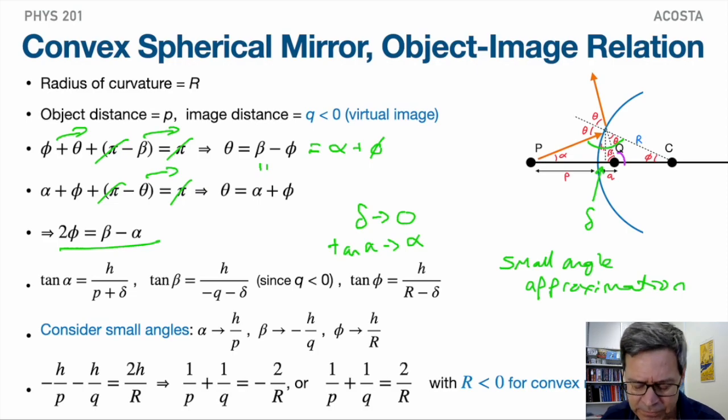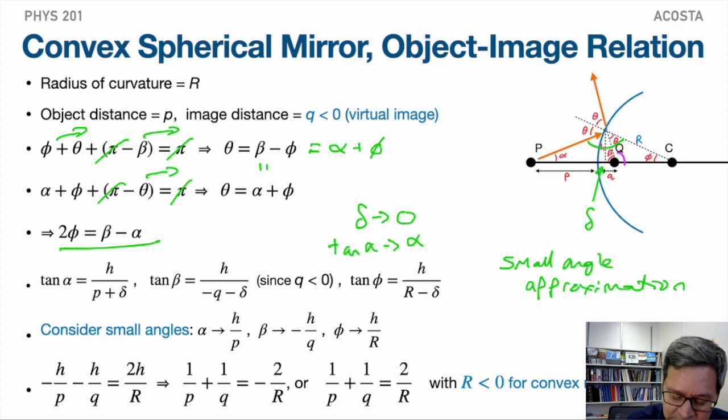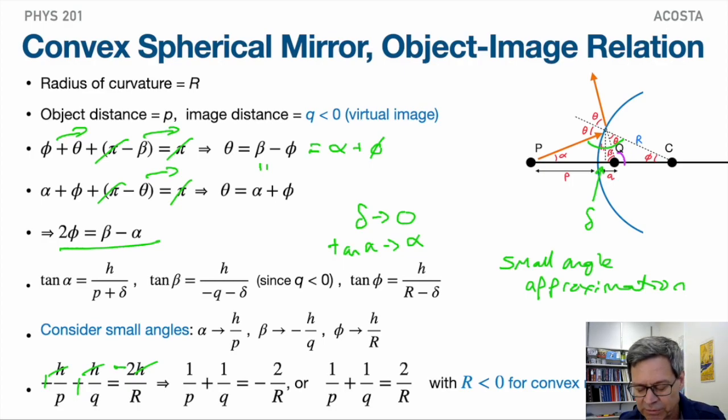Okay, so what do I see here? Each term had h, which I can cancel out. And I've got negatives in front of both terms there. So I could multiply through by a minus 1. That would turn this to be plus, but put a minus in front of this. So that leads me to 1 over p plus 1 over q is minus 2 over r.